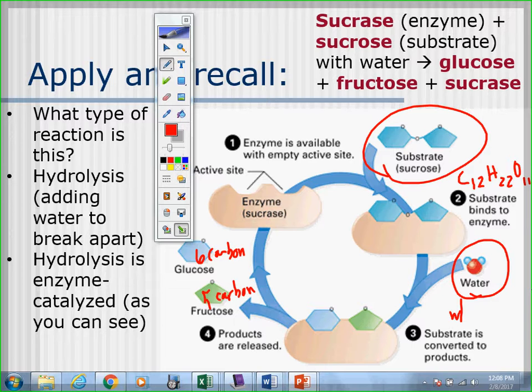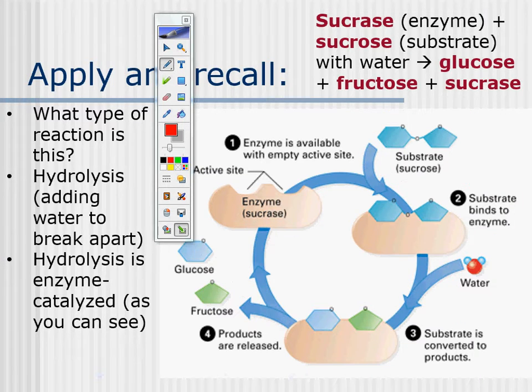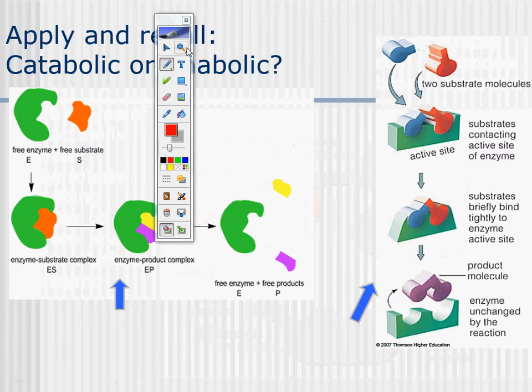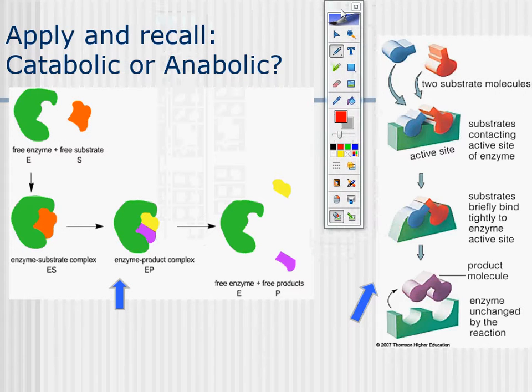Convert into products. All right, then the active sites are ready to go. This one, is it anabolic or catabolic? For the first one, if it's C, put C up. If it's A, put A up. First one, anabolic or catabolic?